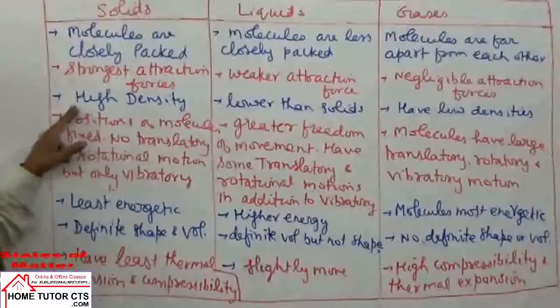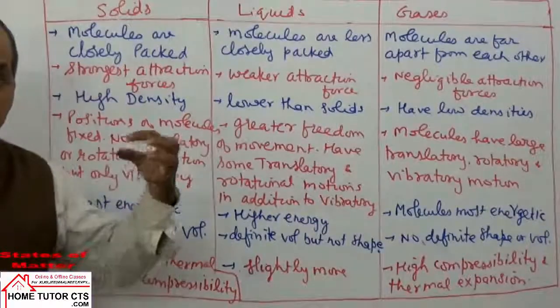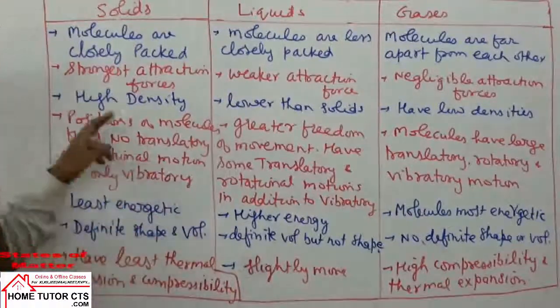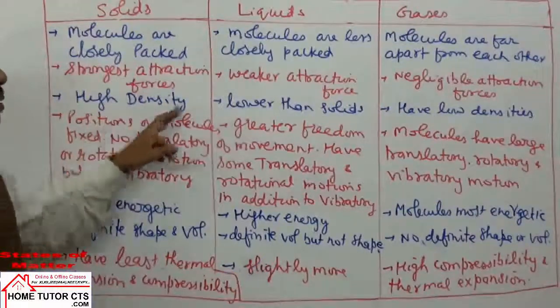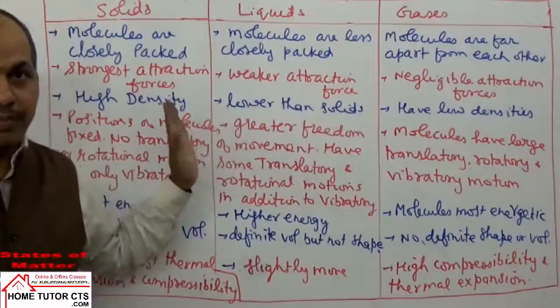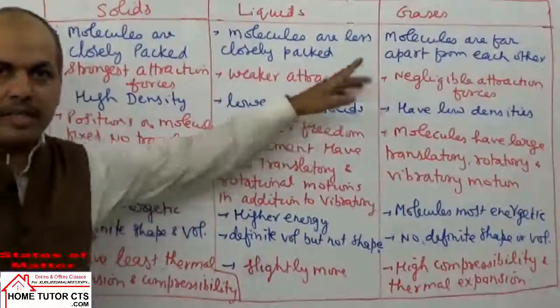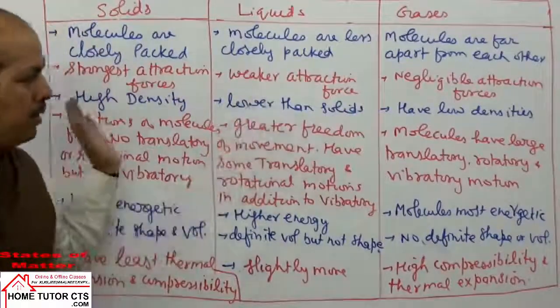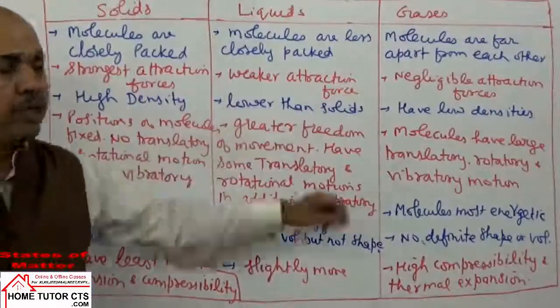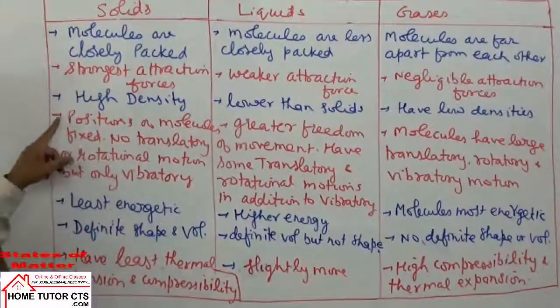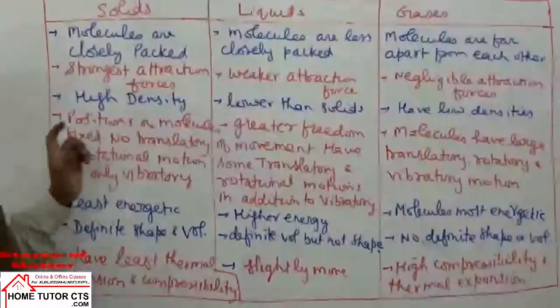Next point taken, density. It depends on packing. Due to close packing, solids have higher density. In liquids, density is lower compared to solids, but more compared to gases. The property will be intermediate. इससे difference होगा इसमें. तो in this case, density is lower than solids, but more compared to that of gases. अगला point क्या है? Position of molecules is fixed.